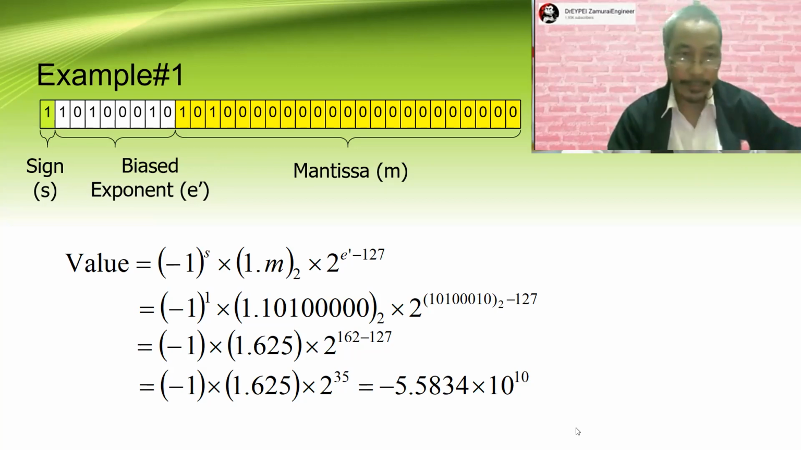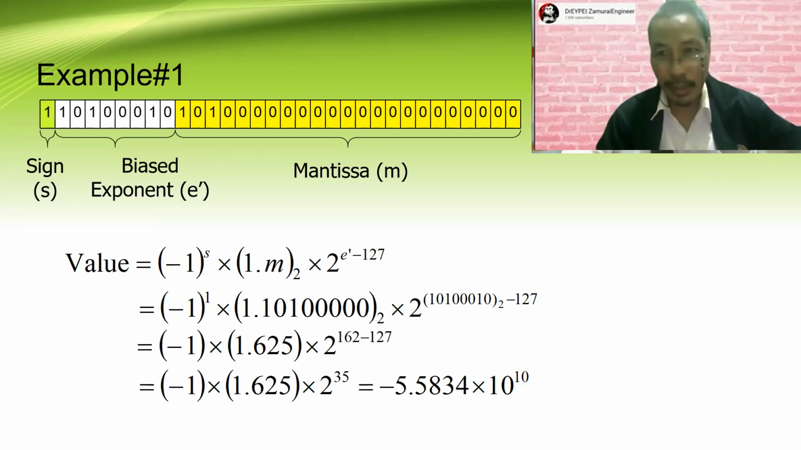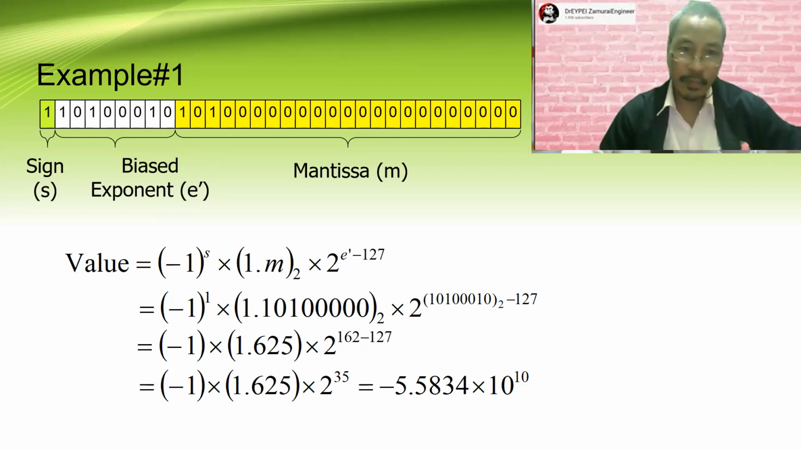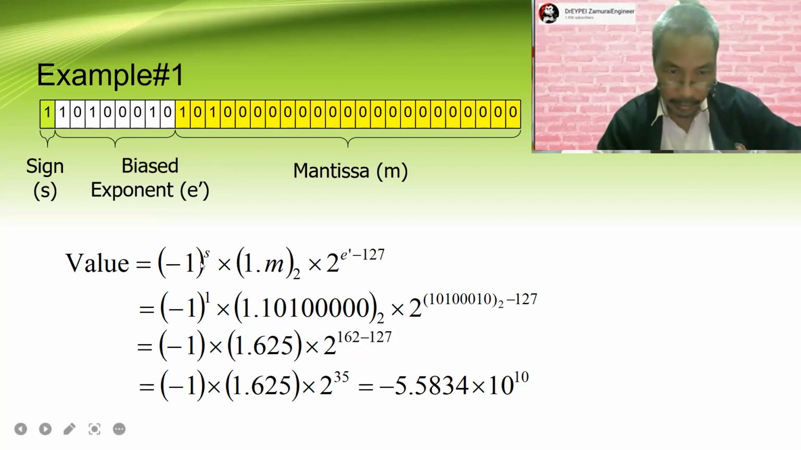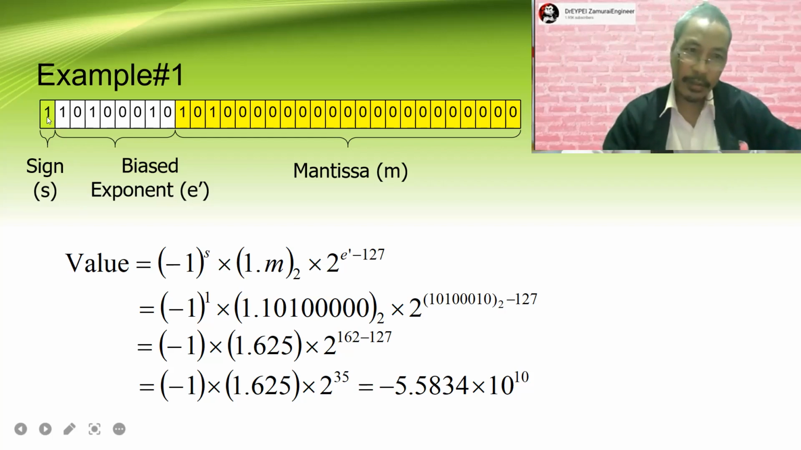Okay, example 1. Sign, the first digit is 1. Therefore, -1 to the exponent 1 is equal to -1. That is the reason why 1 means negative, 0 means positive. So -1 to the exponent 1 is -1. That's why the number is negative. Because of this, the given number is negative.